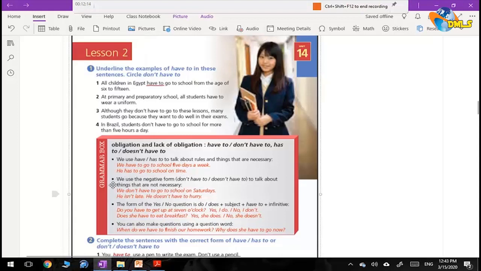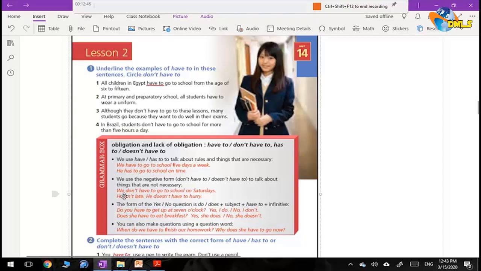Moving on. We use the negative forms, don't have to and doesn't have to, to talk about things that are not necessary. So if I'm moving to the plural, I would use don't have to. Singular, I would use doesn't have to, and this will speak of the non-necessity. Let's check out the examples. We don't have to go to school on Saturdays because we are off that day. He is not late. He doesn't have to hurry because he still has enough time.